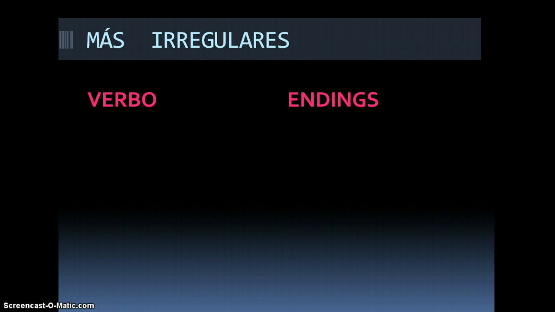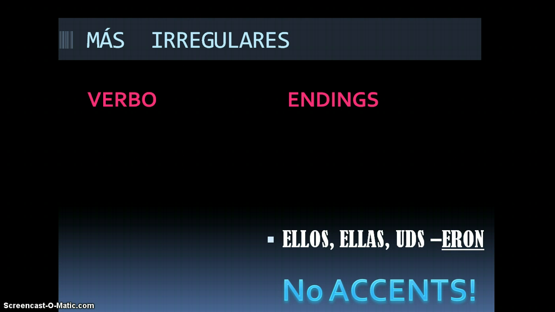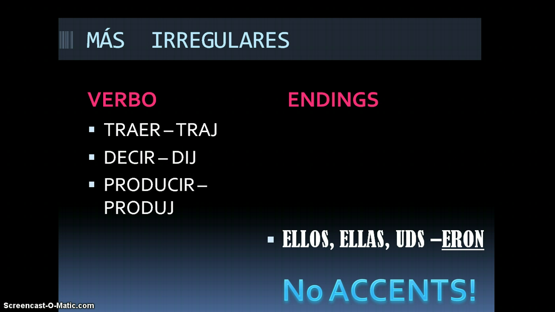Más irregulares, we have traer. Whoops. There's no accents. Here you go. You got one of your endings already. There's no accents. Traer goes to traj. Decir, dij. They're J verbs. Producir, produj. Conducir, conduj. I call them J verbs because their stem has a J in it.